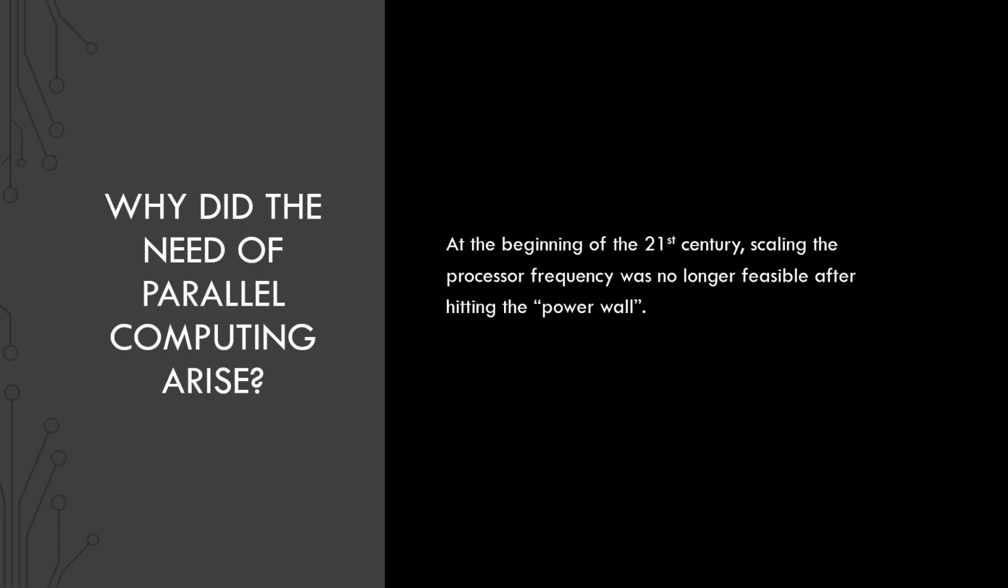Why did the need for parallel computing arise? When processors first came out, they had a certain number of transistors in them. Then companies aimed for better execution times and faster performance. In order to do so, they started increasing the frequency inside these processors. And by increasing the frequency, they started making the transistors inside these processors smaller so they could fit more into it. Eventually, they hit a physical limitation which is called the power wall.